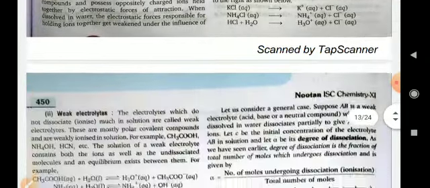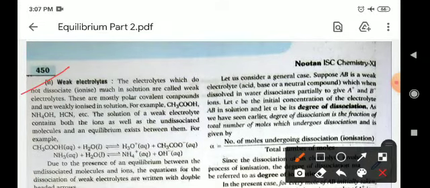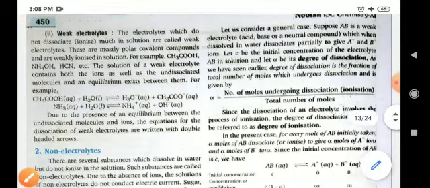The second type of electrolytes are known as weak electrolytes. These are those electrolytes which dissociate partially in aqueous medium and form two different types of ions. For example, acetic acid in aqueous medium forms H3O+ hydronium ion plus acetate ion. Likewise, ammonia in aqueous medium gives NH4+ and OH- ions. So these are the weak electrolytes because they dissociate partially and form different types of ions.